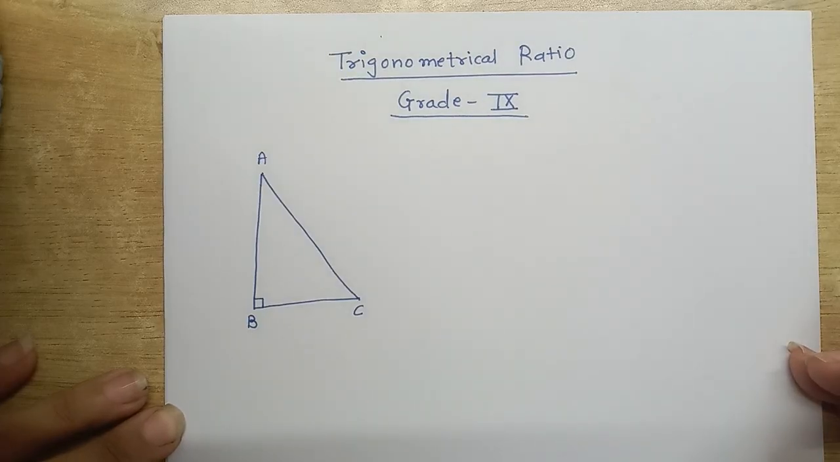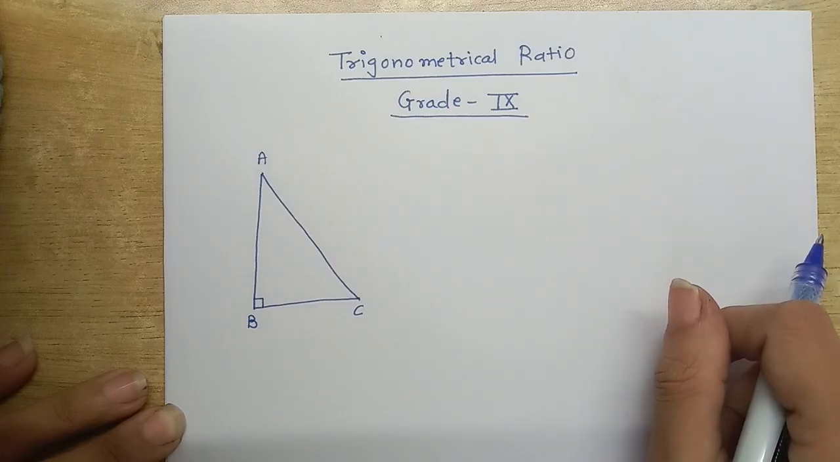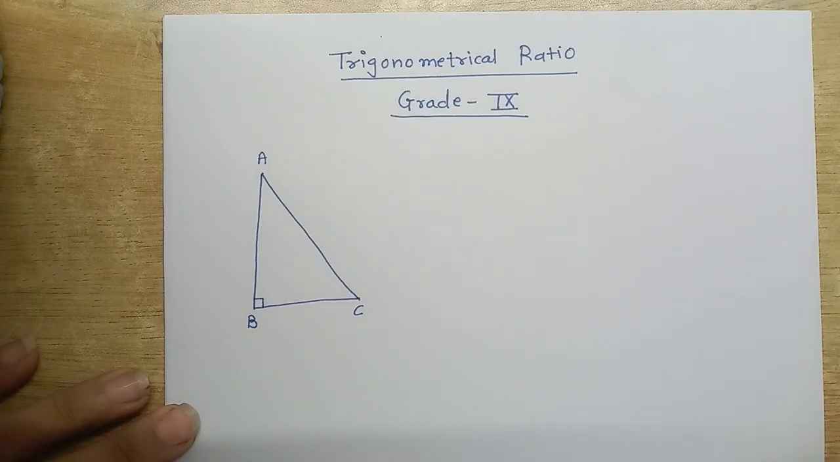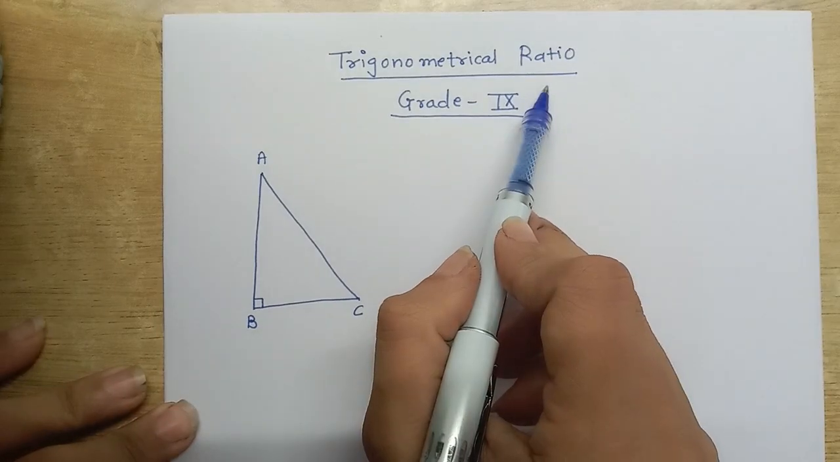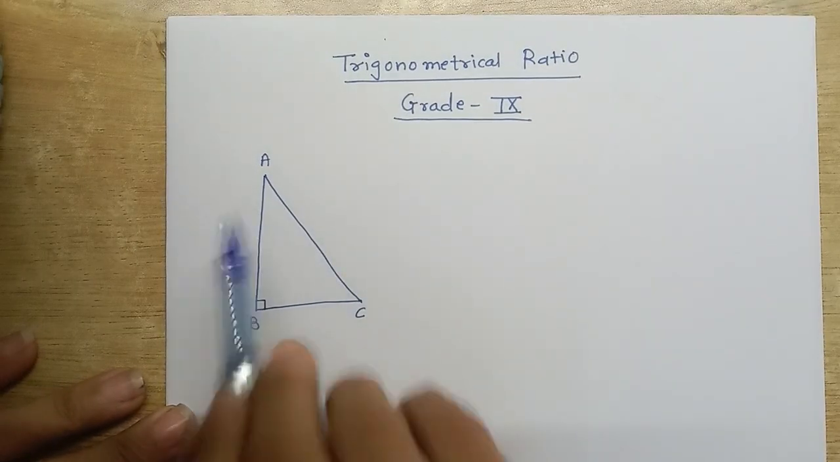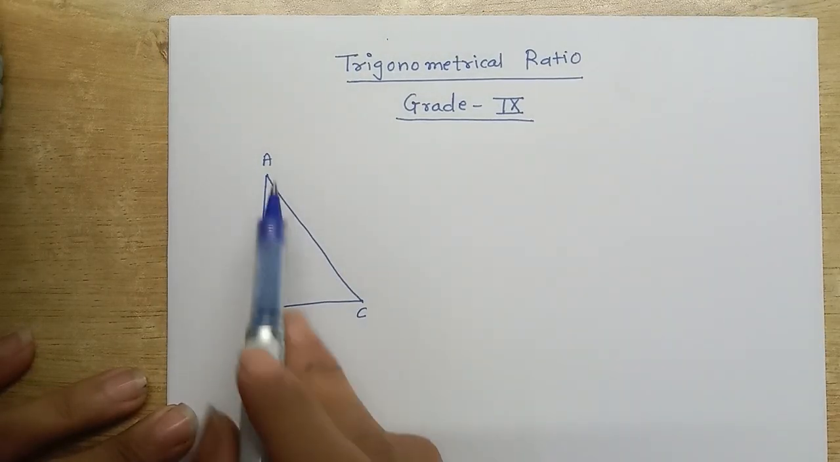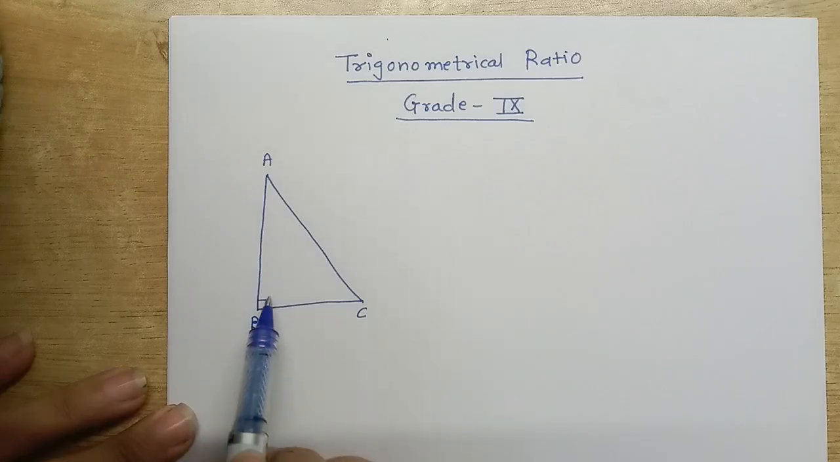This chapter we will divide into 3 parts. Today we are going to learn the first part of the chapter. So today we will start with the trigonometrical ratio. We will need a right angle triangle. Here the right angle triangle is A, B and C, where the right angle is at B.